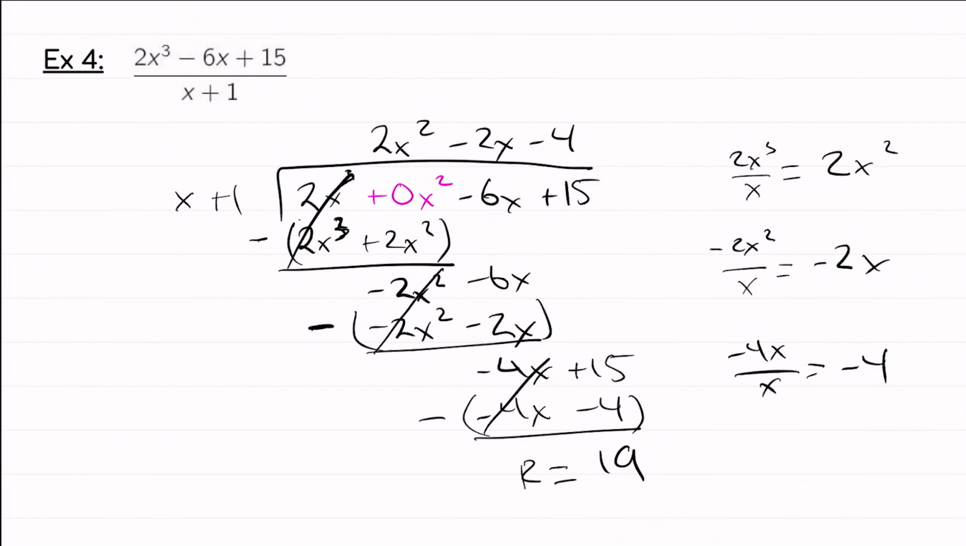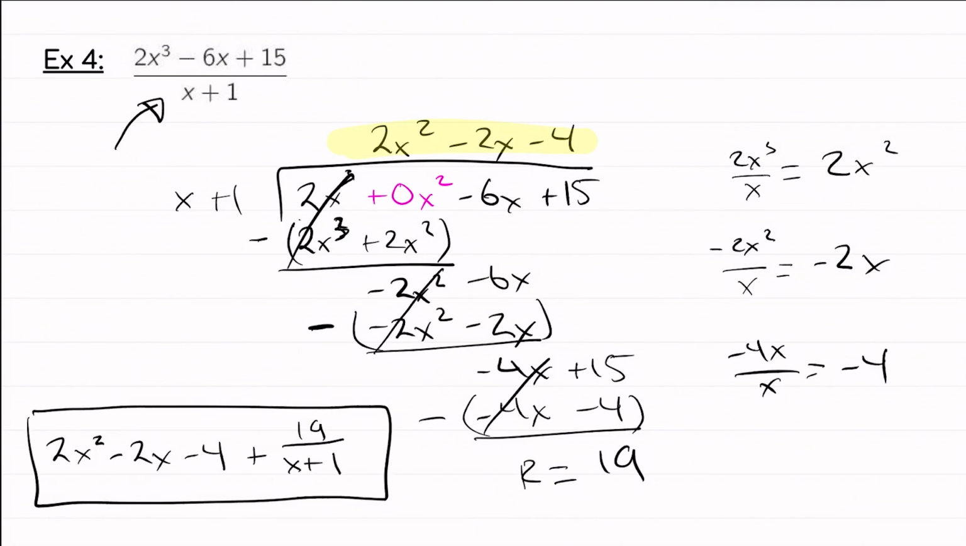All right, so when you write your answer, so this is my final answer here. Your answer actually becomes 2x squared minus 2x minus 4, but then your remainder is written on top of what's written as your denominator. So 19 over x plus 1, and then that's your final answer. Because you couldn't fully divide this 19 part, so it's still being divided by x plus 1. It's a little remainder, so you kind of have to write that at the end as well.